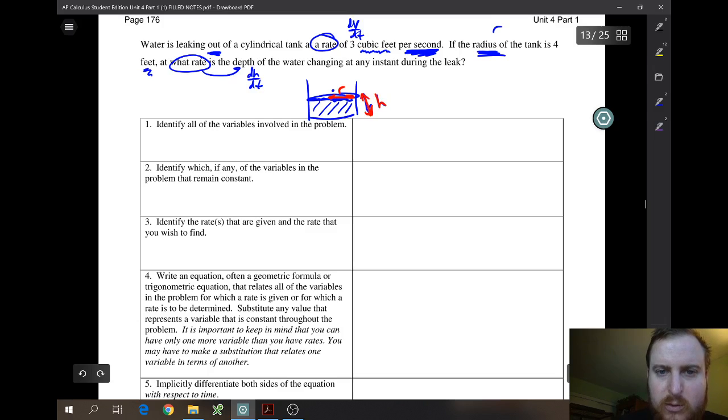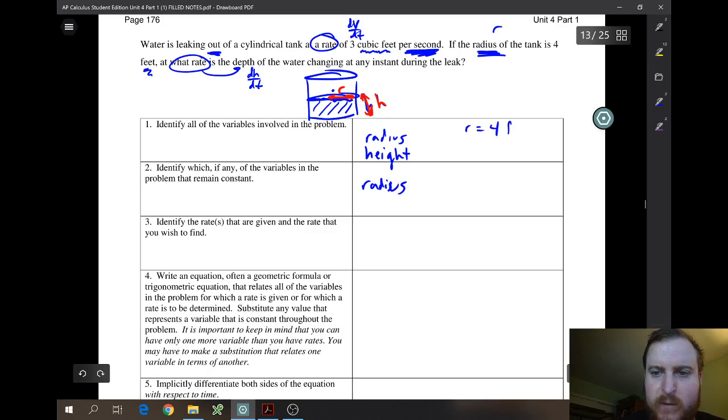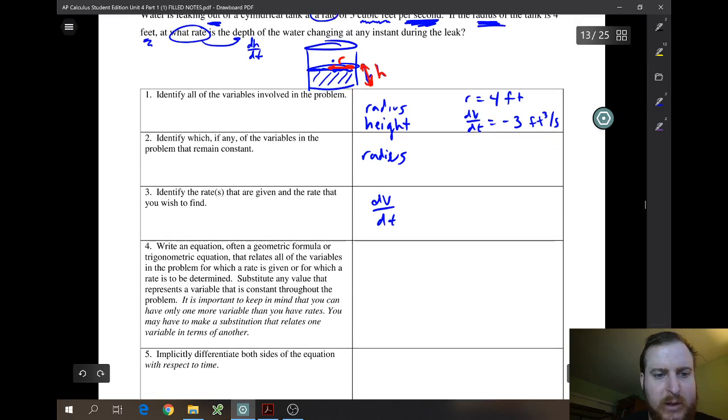So those two things, that's what can be changing. Now in this case with a cylinder, the radius is going to be constant. So we just realize, hey, the radius is constant. So what variables do we have? And really yesterday, with this table, the variables would be radius and height. That would be technically our variables. And then the one that is constant, the radius in this case, is constant. Now I do like to say, okay, r equals 4. That's what we know, 4 feet. And then dV/dt would be negative 3 feet cubed per second. Okay, and then the rates that were given, again, that was the dV/dt. So that's what we have there. We already identified it was negative 3.